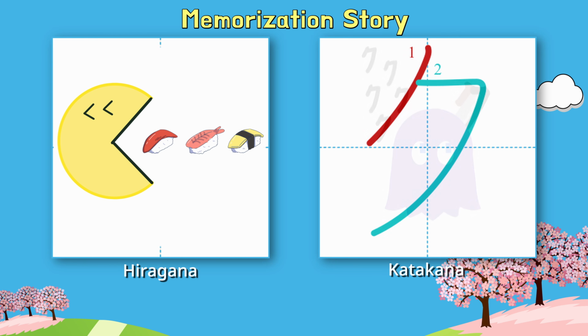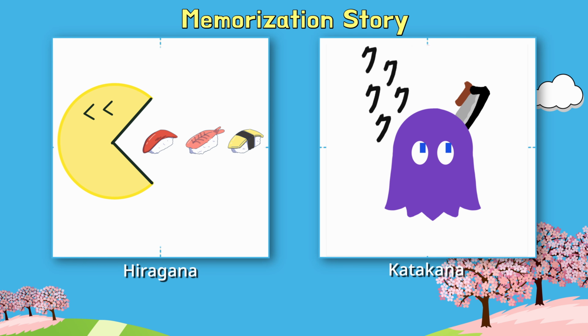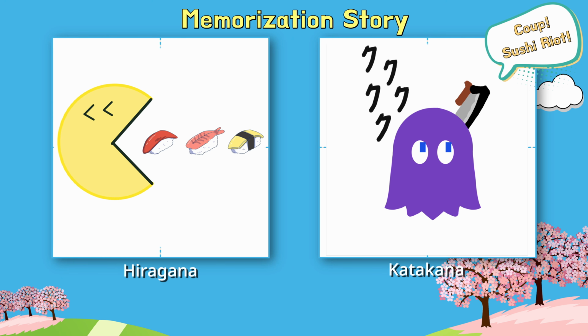The katakana ku is the axe or cleaver of the ghost chasing Ku-man. The ghosts are carrying out a coup because he's eaten all the sushi. For some reason, the ghost chasing Ku-man has a maniacal evil laugh.